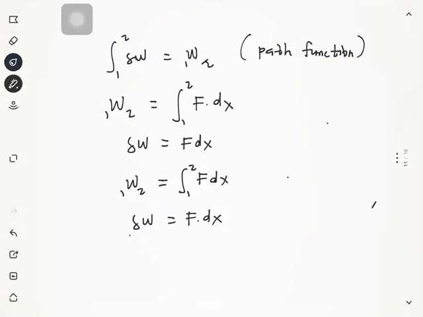So the units of force are in Newton. Those of distance are meters. So the units of work are Newton meter, which have been defined as joules. Okay. You have the unit of work, the Newton meter, which is equivalent to your joule.